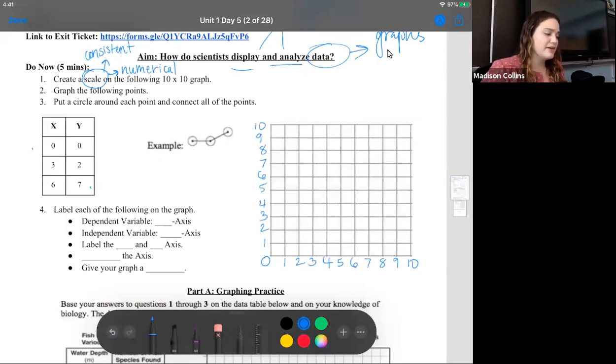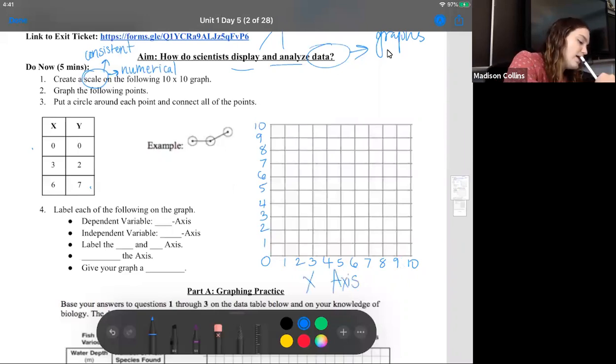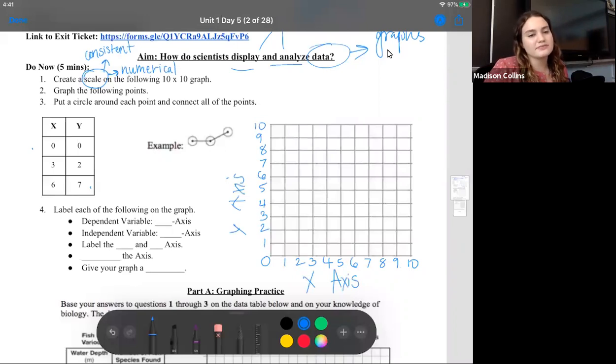Then this do now asks us to graph the following points. We're given our x-axis and our y-axis, but first we need to figure out which axis is which. Whenever we're dealing with graphs, our x-axis is going to be down here, and our y-axis is going to be right here. The way we're going to graph that data is that these numbers are attached together, so this is going to equal 1 point on your graph.